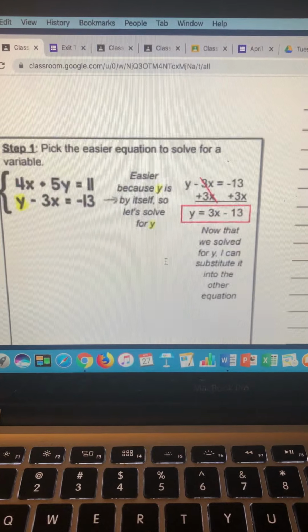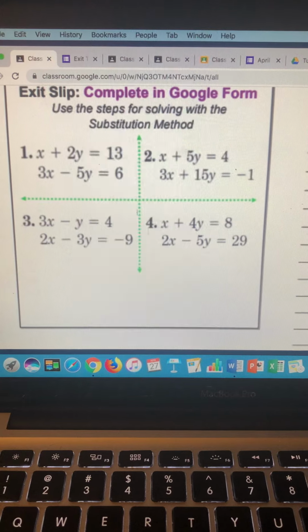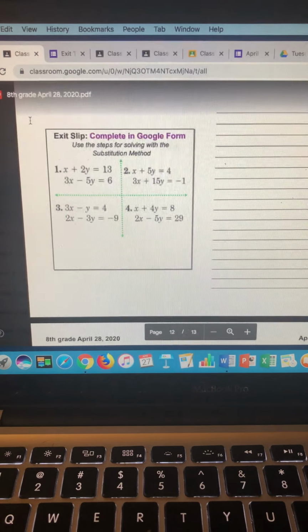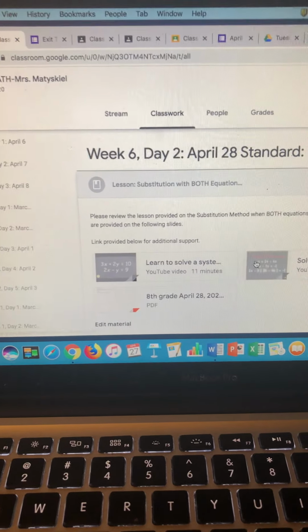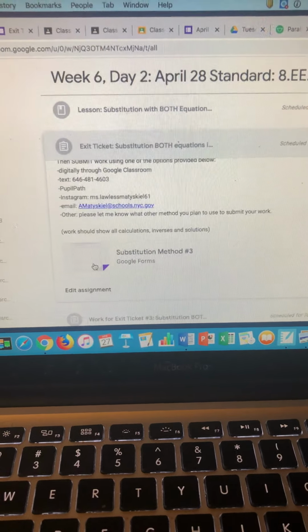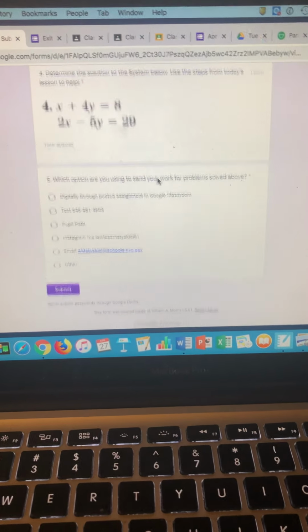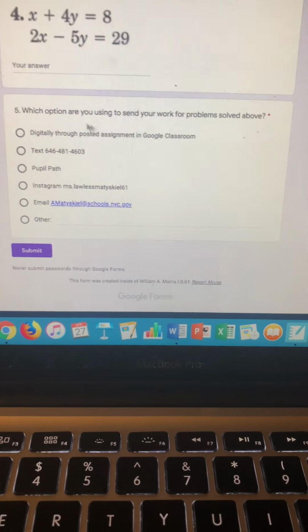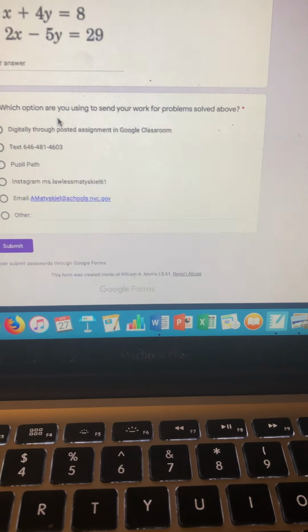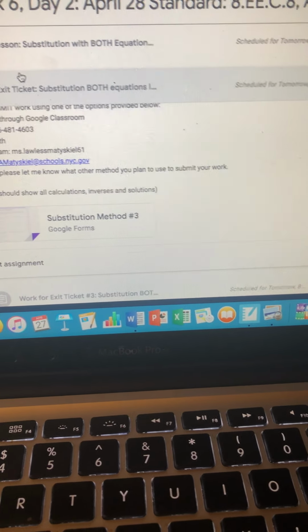Okay, so there are a few more for you to look at, and then you have your 4 problems to complete on the Google form. I'm going to show that to you one more time. It's the same deal as yesterday. So you'll see your exit ticket as the Google form right here. You'll click on it. Okay, you'll have your 4 problems to answer. We made 2 of them multiple choice and 2 short answer. And then you have your 5th question where you're going to tell me how you're going to send me the work for the problems.